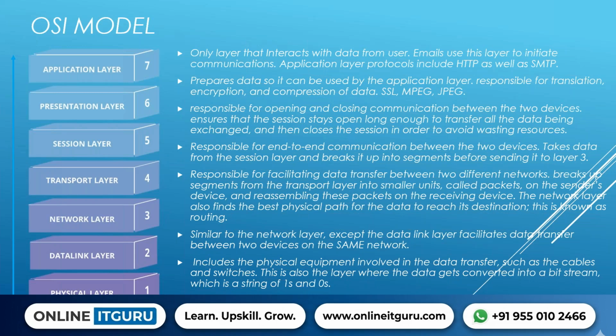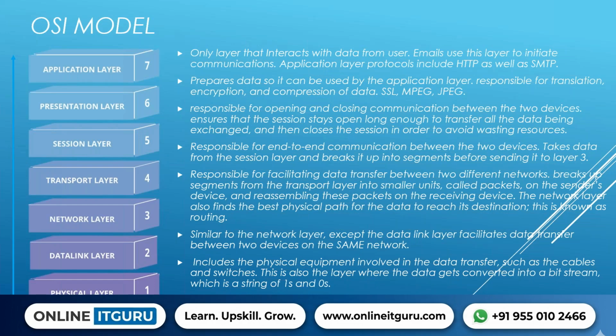And then we have the data link layer, which basically links the data transfer between two devices on the same network. And then we have the network layer, which is responsible for data transfer between two different networks. It basically breaks up the segments from the transport layer into smaller units, which are packets, and it tries to find the best physical path to reach the destination.